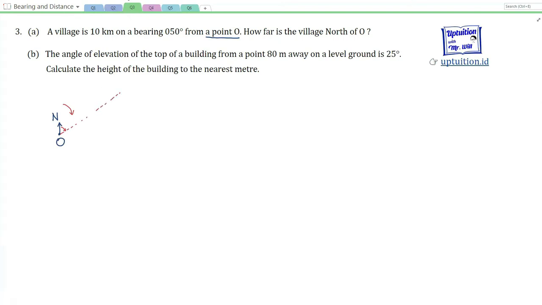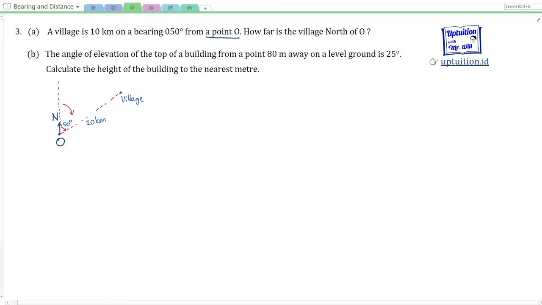So this distance will be 10 km, and this is the angle 50. Let's assume this is the point for the village. And then the question is asking how far is the village north of O. So if you see this point, the location of the village with respect to the north direction of point O.